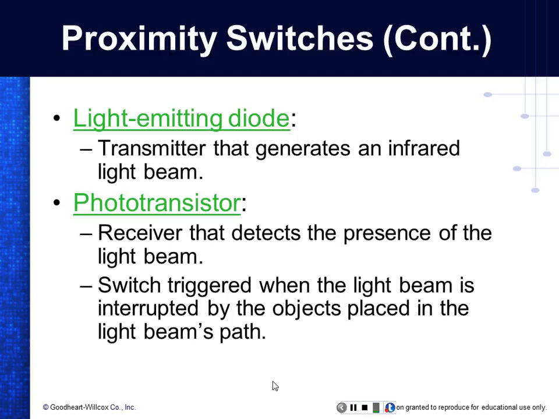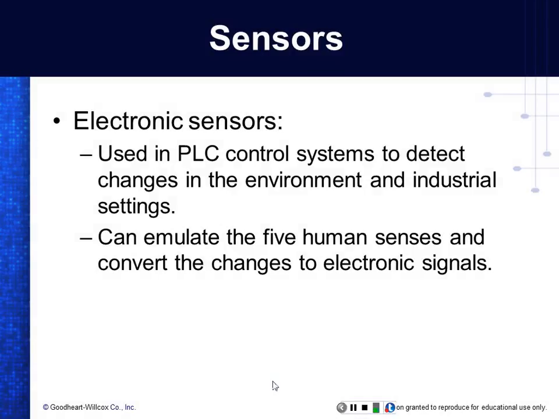The LED is a light emitting diode, and it actually is going to send out a light beam. The photo transistor is the receiver. So we send out a light and the receiver catches it, and you can actually set it up to break a beam, and that's another way of a proximity switch working. It's kind of like a photo detector or a light detector.